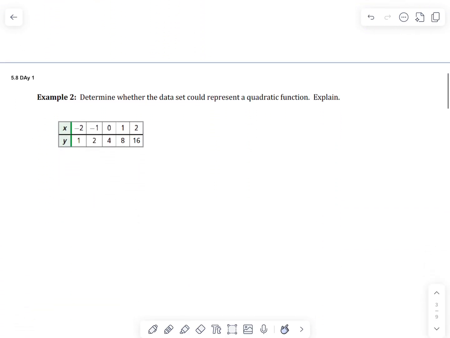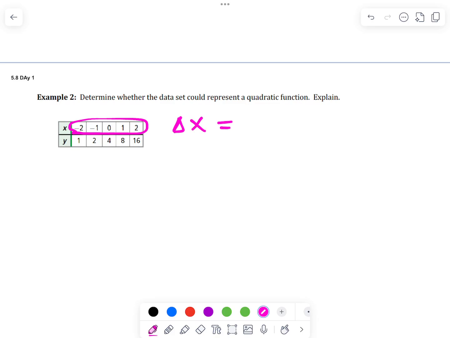Example 2. We're going to first look at the x values. All of the x values are equally spaced. They all are increasing by +1. Then we go to the y's. From 1 to 2, we're increasing by 1. From 2 to 4, we're increasing by 2. From 4 to 8, we're increasing by 4. And then 8 to 16, we're increasing by 8. So that's the first difference.